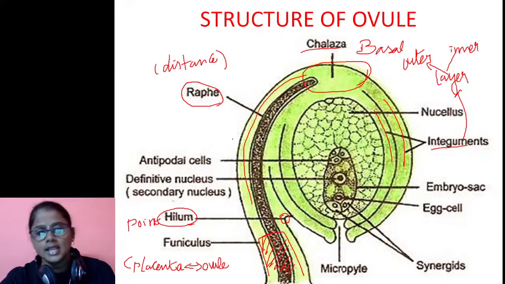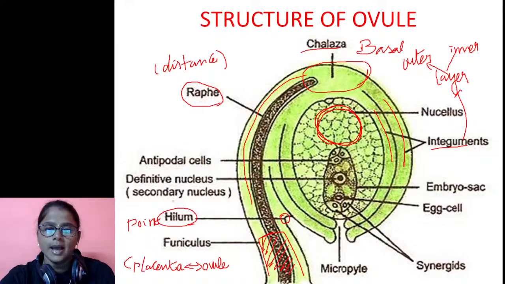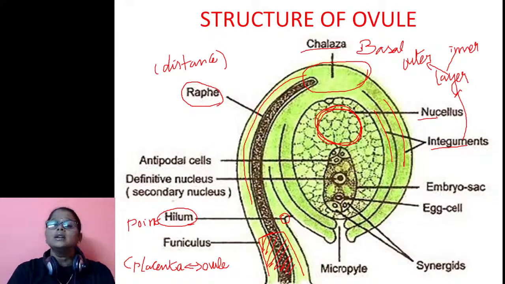So when you are seeing inside this integument, there is a mass of tissue or cells. You are calling them the nucellus. One of the very important structures of the ovule is the nucellus, because this nucellus is first formed inside the ovule when the ovule is in the immature state.